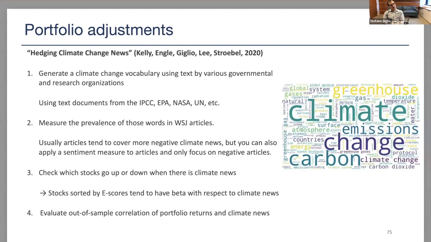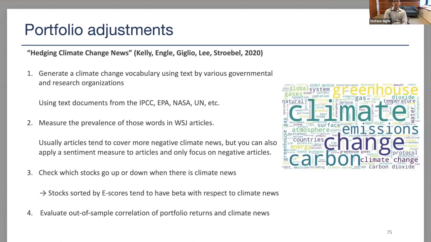So we took a different approach. We said, look, maybe we can use news as captured by the newspaper. If people change their views about the climate, hopefully the newspapers will talk about that. So how do I identify this news from the newspaper? We use a very simple text parsing procedure. You can even call it a machine learning procedure.